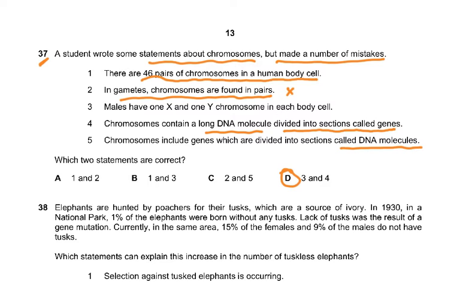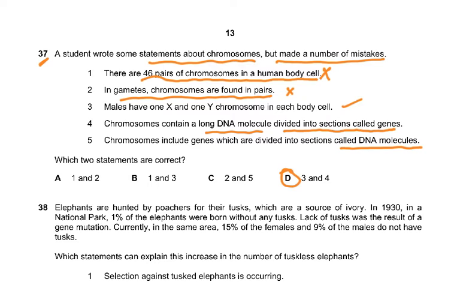3 and 4. Why was it 3 and 4? Why is 1, 2 and 5 wrong? 46 pairs of chromosomes in body cells. No, there are 23 pairs of chromosomes in each body cell. In gametes, chromosomes are found in pairs. Wrong. Males have one X and one Y chromosome in each body cell.